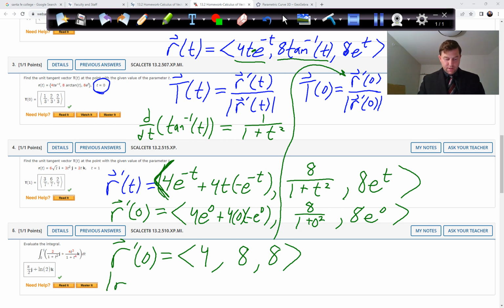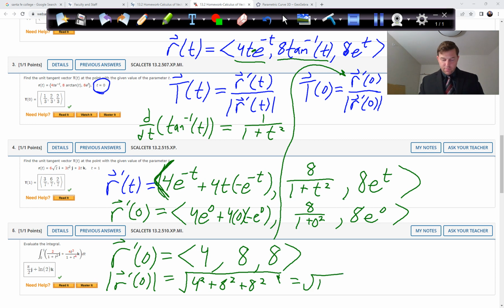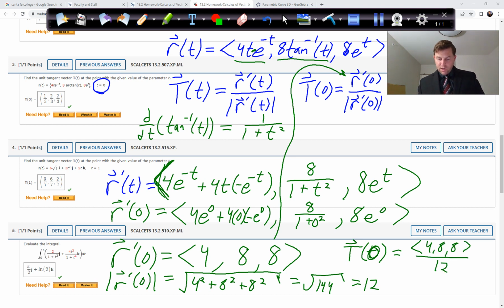Now we need the magnitude of this vector. Well, the magnitude of a vector is just the square root of its components squared added together. And if you add up all those numbers, you're going to get the square root of 144, which is 12. So putting it all together, the unit tangent vector at 0 is the derivative of the vector when t is 0, which was 4, 8, 8, divided by the magnitude of that vector, which is 12.